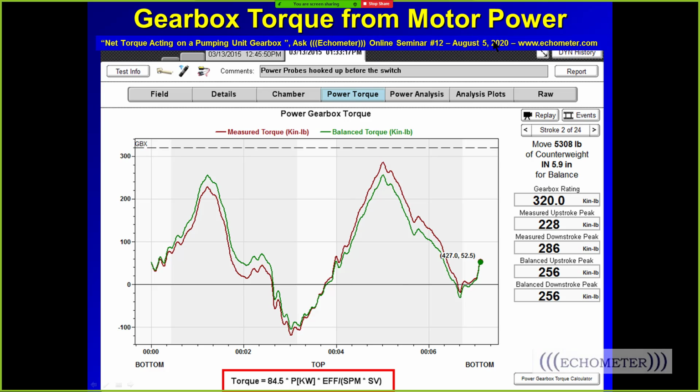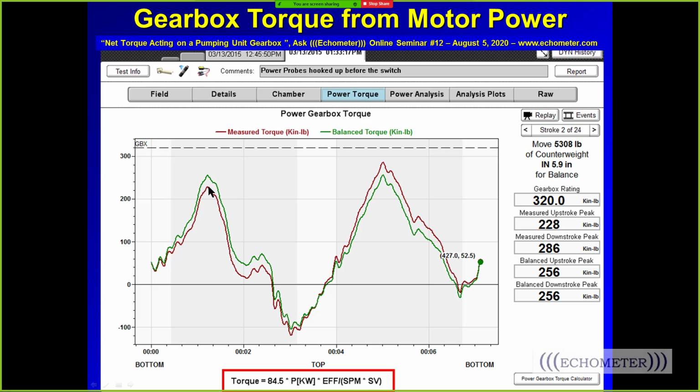This link here is to seminar 12, which talks about calculating the net torque on a pump unit gearbox. This is the slide that shows the conversion from kW into torque. The equations are on this report, or this graph that we have inside TAM, so you don't have to remember the equation, it's just there. Basically, we convert the kW based on efficiency, pumping speed, and how the speed varies into torque with a conversion factor.